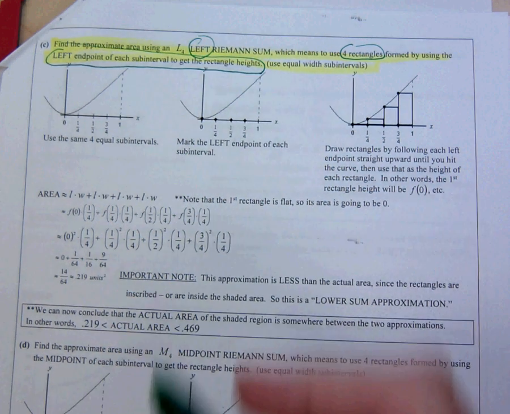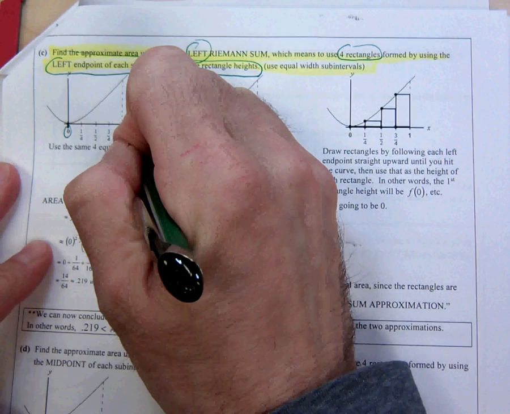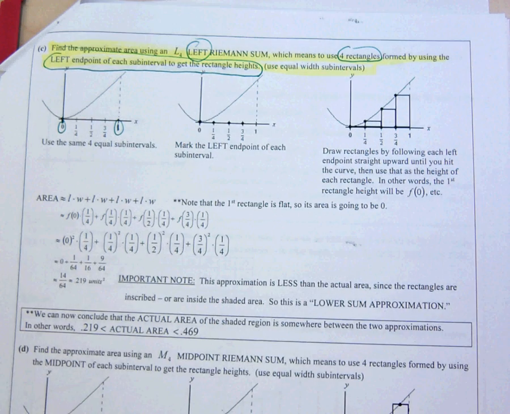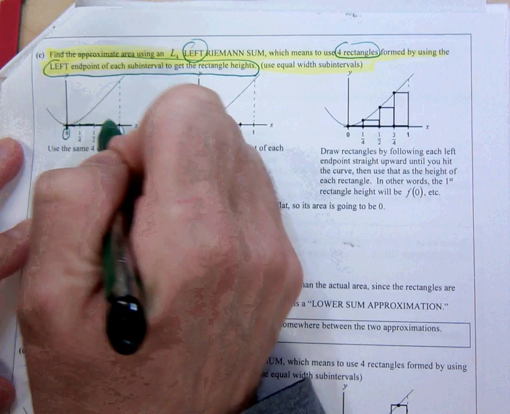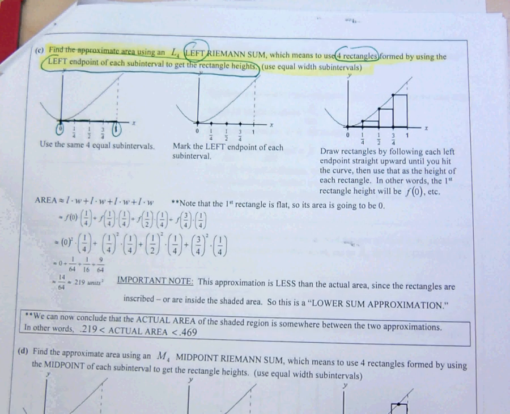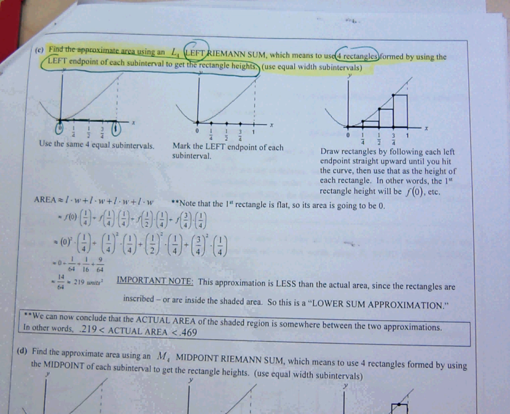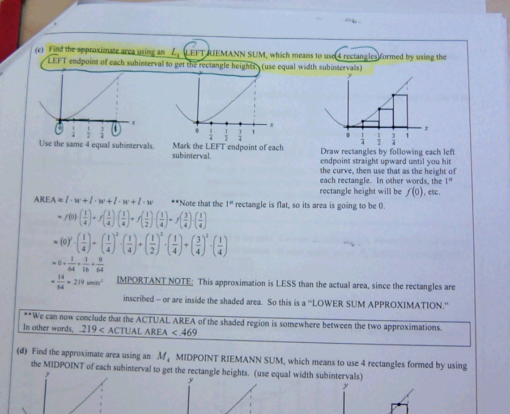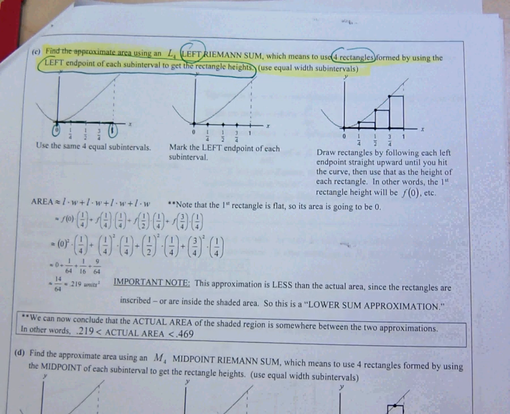So again, we're still going to break up the interval from 0 to 1 into 4 equal subintervals. So there's subinterval 1, subinterval 2, subinterval 3, subinterval 4. Okay? But instead of using the right endpoint of each subinterval to get the rectangle height, I'm going to get the heights by using the left endpoint. So again, watch this.